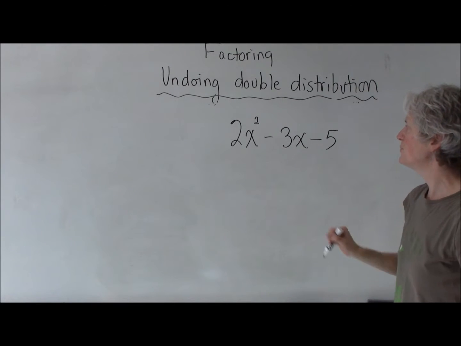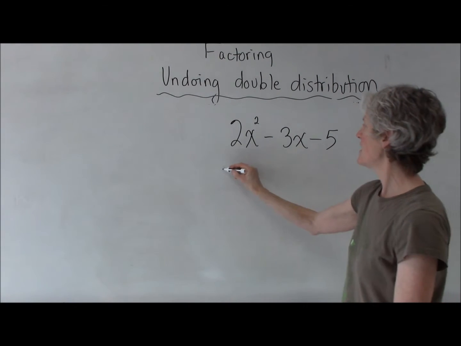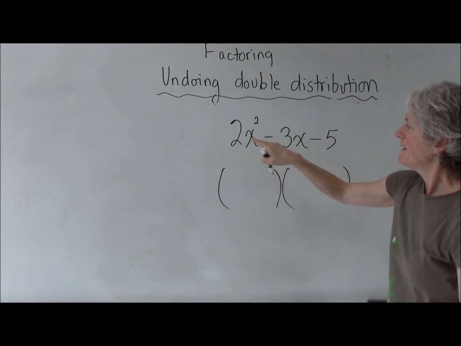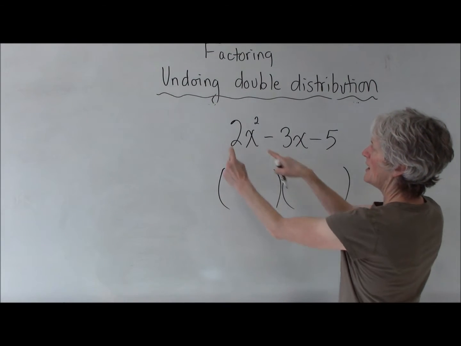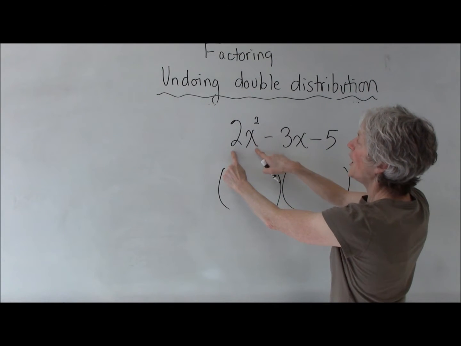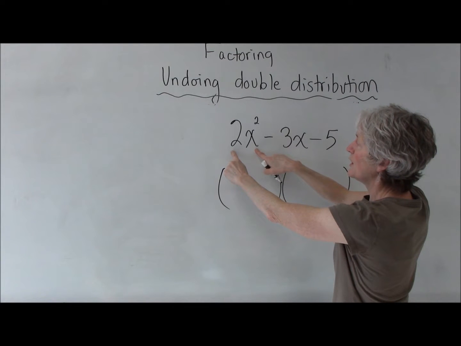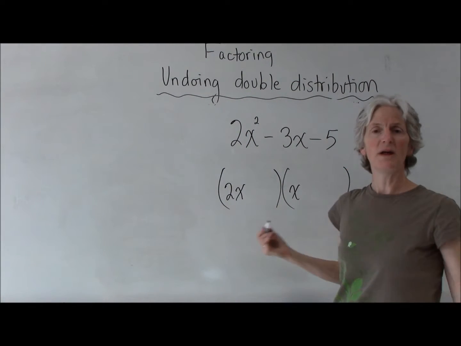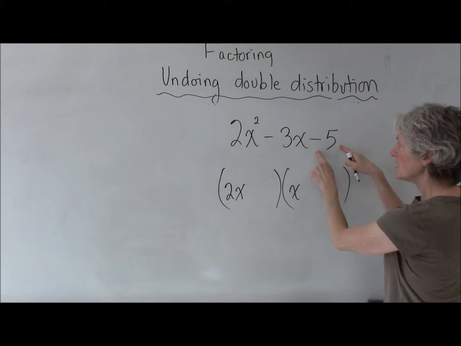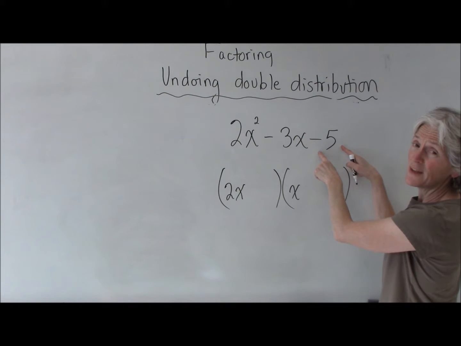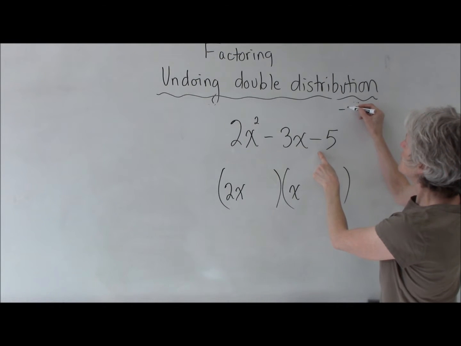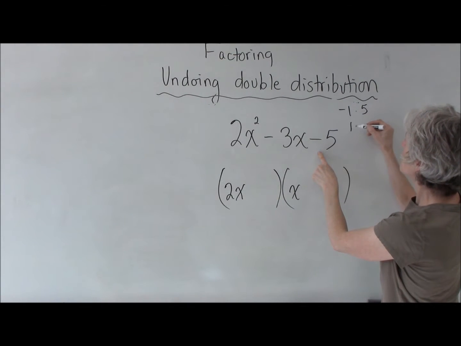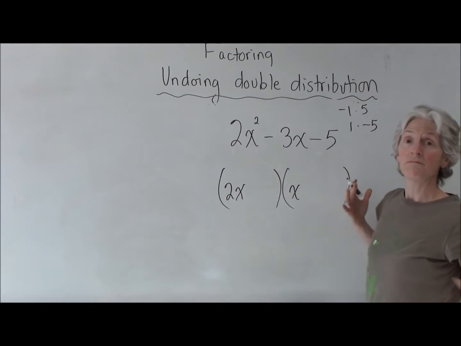This one shouldn't be too bad. I've remembered my x this time. Okay, boom, boom. Factors of 2x squared. What multiplies to equal 2x squared? Well, a 2x and an x do. Just plunk them down wherever. Go to your last term. What multiplies to equal a negative 5? Well, either a negative 1 and a positive 5 or a 1 and a negative 5.